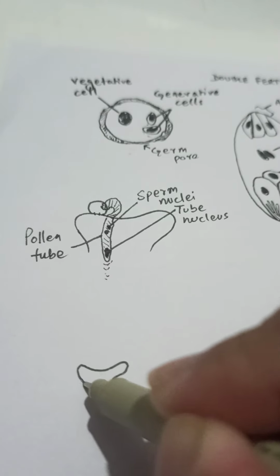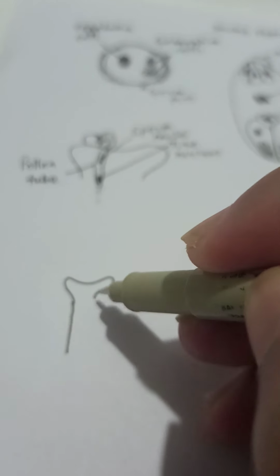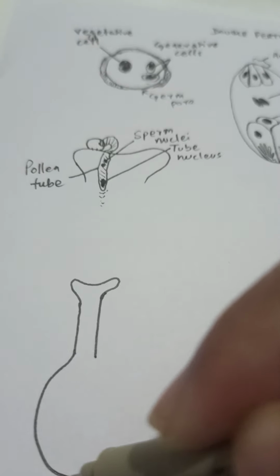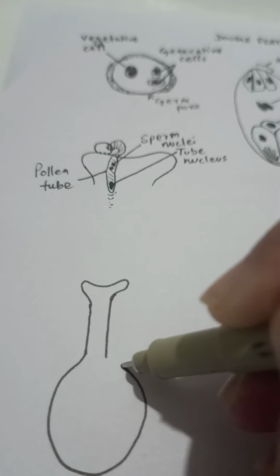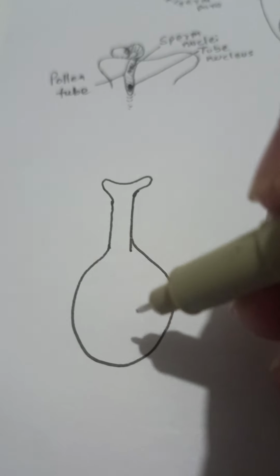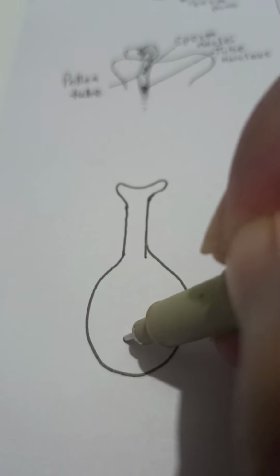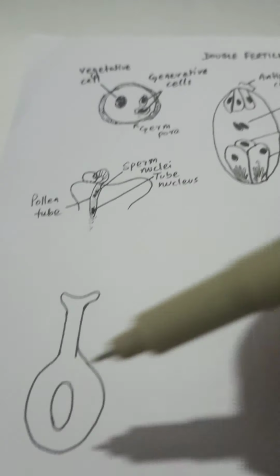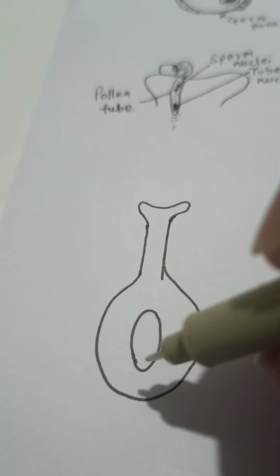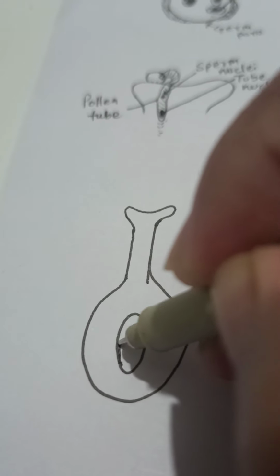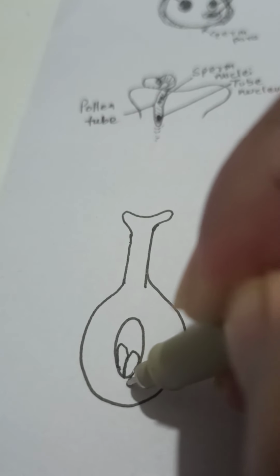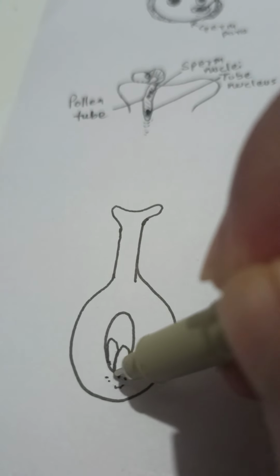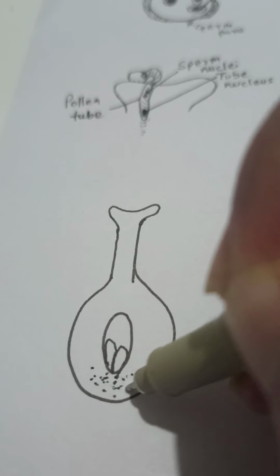So let me draw a brief structure of the pistil again, by which I will be able to show you that. Right? So let's say this is the structure of the pistil. Inside it, we are going to find that the ovule is present. Okay, this ovule structure is present right inside that. Now what we are going to find is that the synergids in this ovule are going to release a certain chemical.